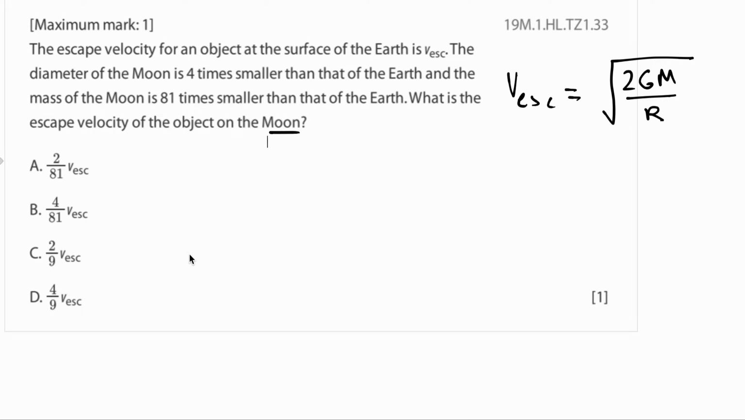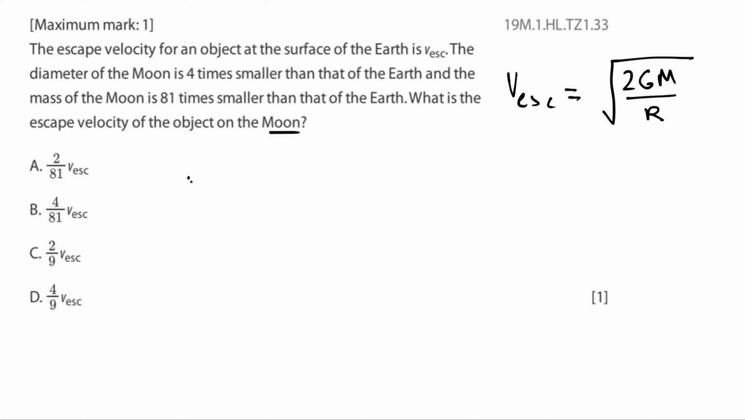So there's a neat technique to solve these types of questions where you use division. You divide the two expressions that you create and keep the one you want to solve for on the top. And what do I mean by this? You will see in a second. What's the escape velocity on the moon?